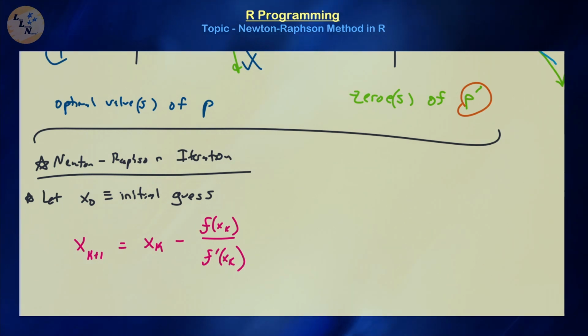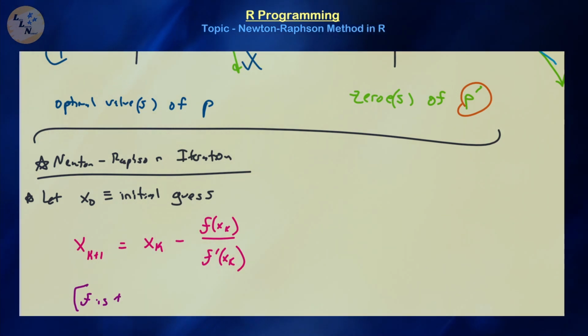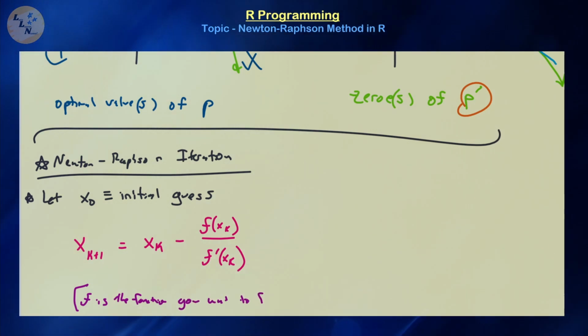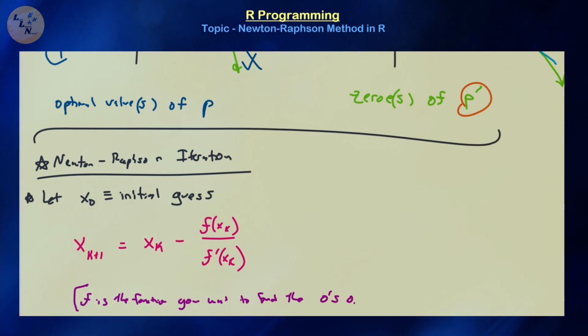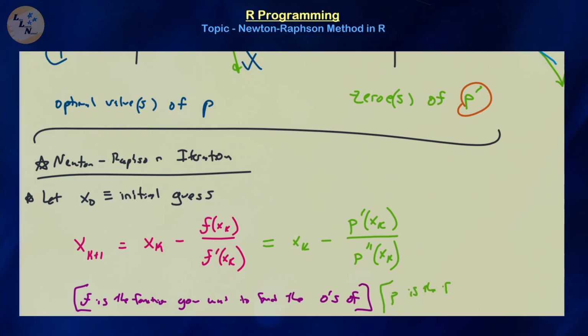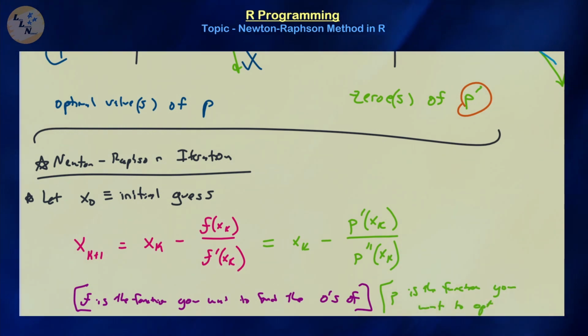So this f function that's being referenced here, f is the function you want to find the zeros of. Or you can represent this from the optimization approach. So this is equivalent to xk minus p prime of xk all divided by the second derivative of p evaluated at xk. Here p is the function you want to optimize. All right?